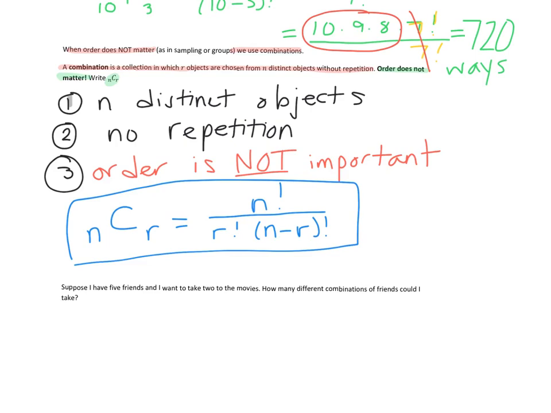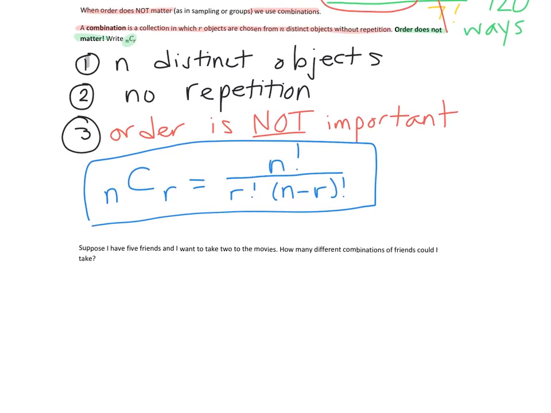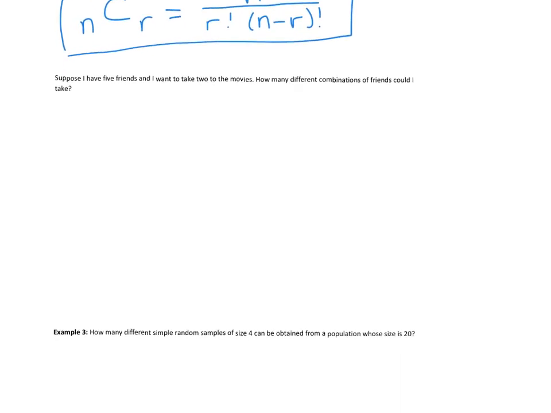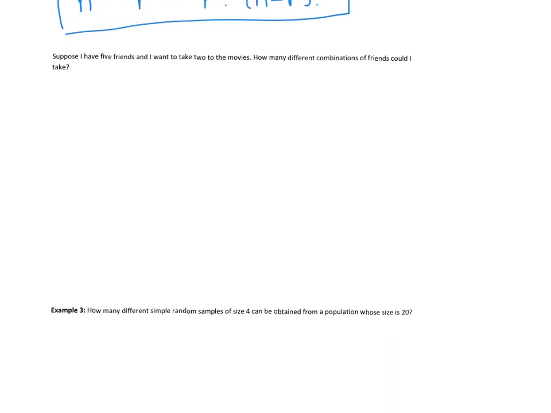All right, let's head on down to an example, and it's something similar, taking a group of friends somewhere. So suppose I have 5 friends, and that happens when you reach your 30s, and I want to take 2 to the movies. How many different combinations of friends could I take? All right, so again, we're talking about groups and combinations of friends. So we have to find these key words in this section, or else this section is going to be challenging. So groups is a combination.